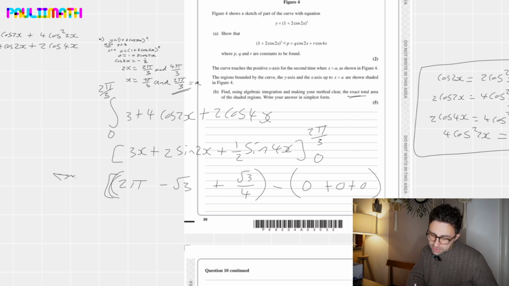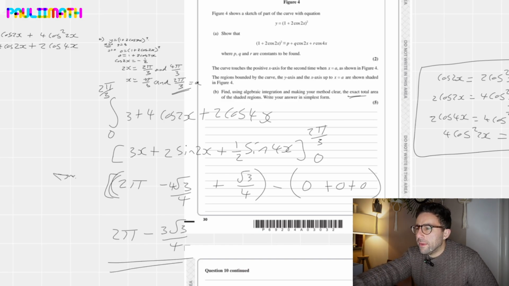Well, I was going to say it's almost 3 separate terms, but no. That root 3, you could rewrite it as what? 4 root 3 over 4? So 4 root 3 over 4 plus 1 minus 4 or something plus 1 will be minus 3. So 2 pi minus 3 root 3 over 4 is looking like the exact area.